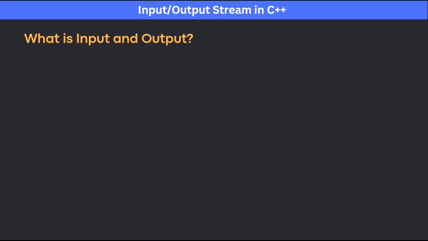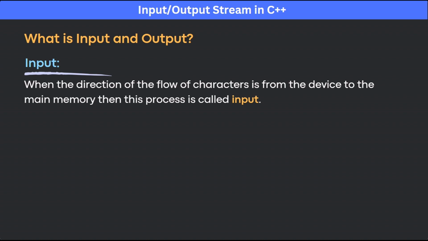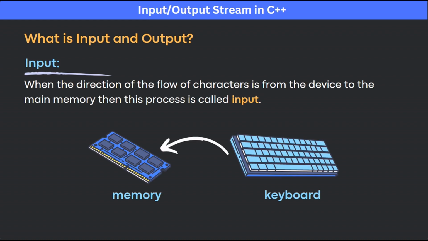Before understanding the process of taking input and getting output from C++ programming language, let's understand what is input and what is output. Input: when the direction of flow of characters is from the device to the main memory, then this process is called input. So here, input is basically the flow of characters from your device, the input device, to the main memory. The memory can be the RAM of your computer. So let's say you are typing something from your keyboard, and the characters or words that you are typing are going to be stored in the memory of your computer. This process is known as input: we are providing some input using our keyboard and it is going to be stored in our memory.